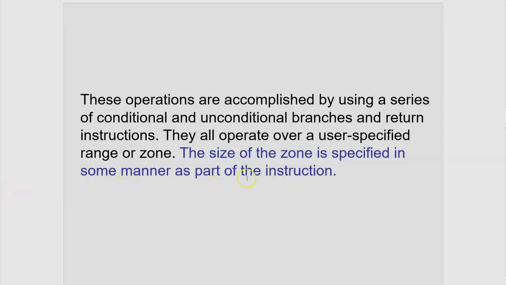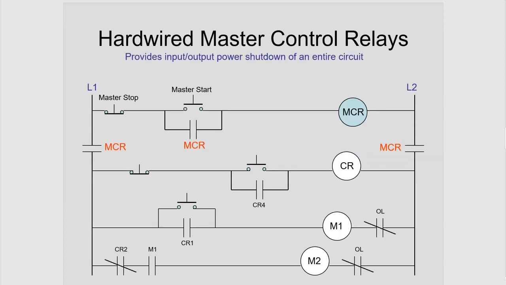The size of the zone is specified in some manner as part of the instruction, and that's important. How do you specify the zone or the size of the zone? And that's what we want to look at. But before we look at how to do that in software, let's look at an actual hardwired master control system.